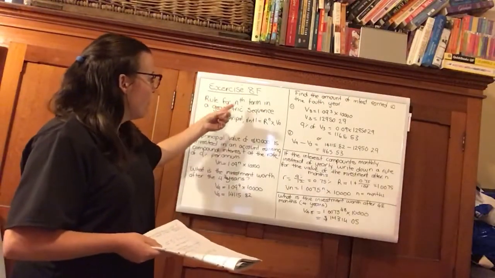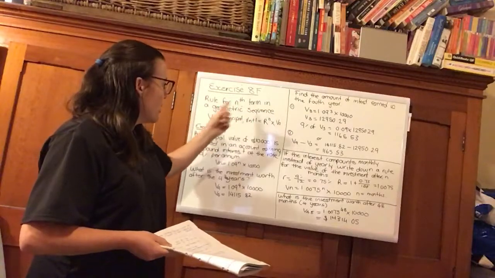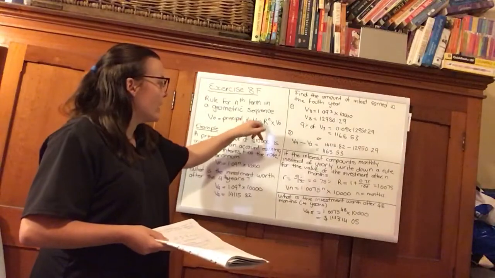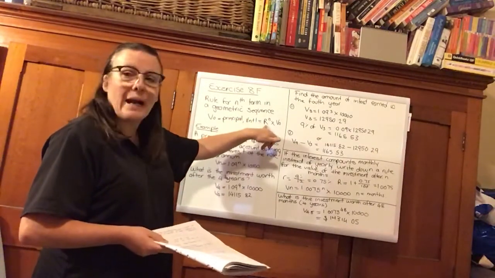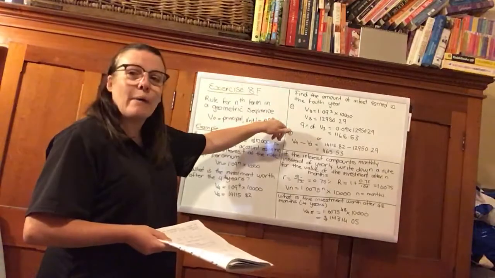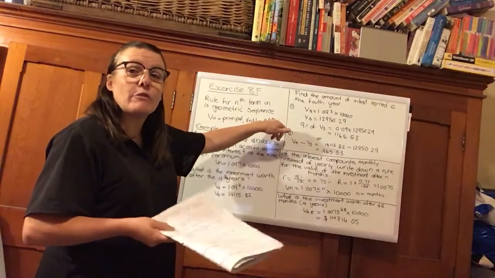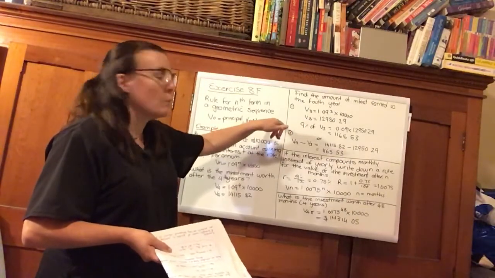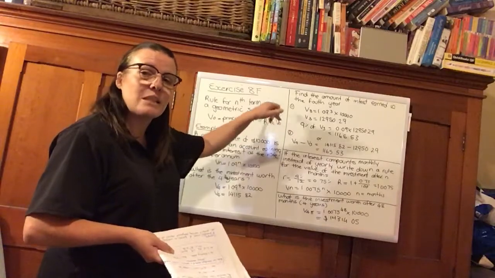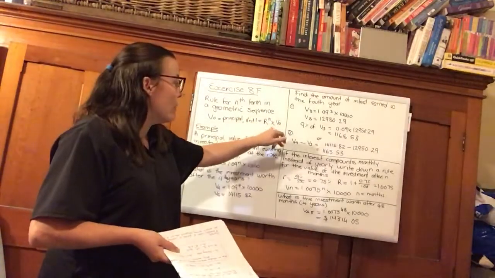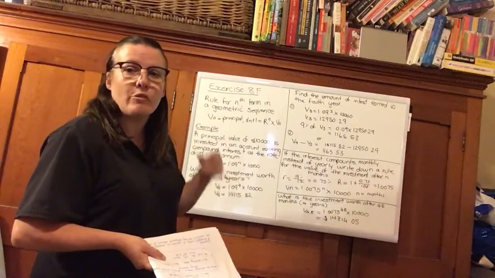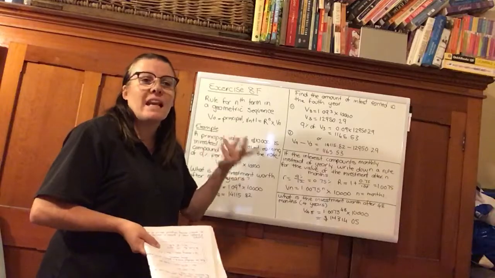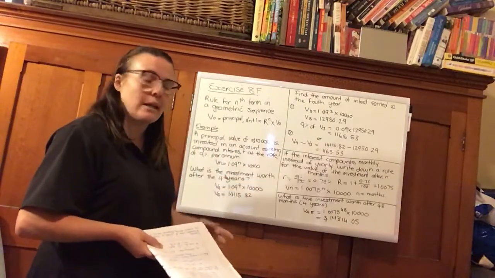So when we have the rule for the nth term in the geometric sequence, we have V0 is equal to the principal, Vn plus 1 is equal to the rate raised to the power of n. Okay, so if we have to find the 5th month or the 5th year, we raise the rate to the power of 5. So that's what the n stands for here. And then we multiply it by the principal, V0. So that's the rule for finding the nth term in a geometric sequence.